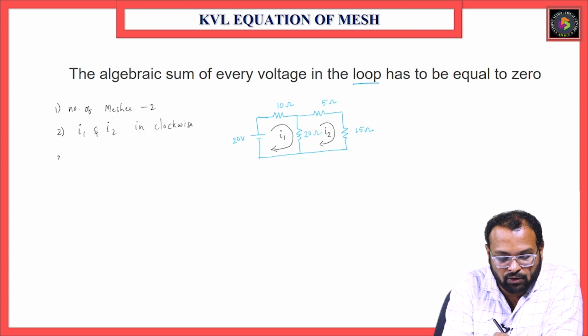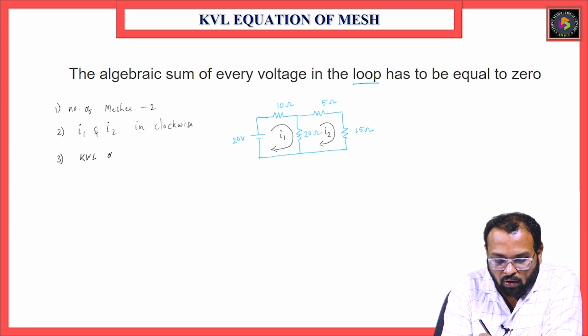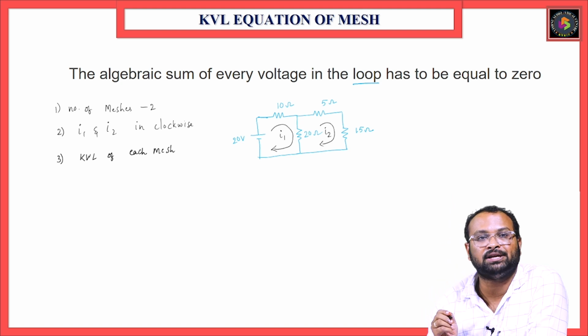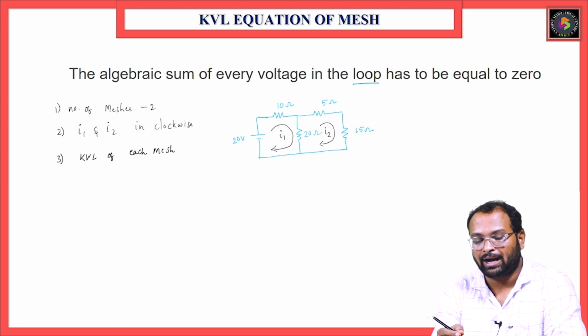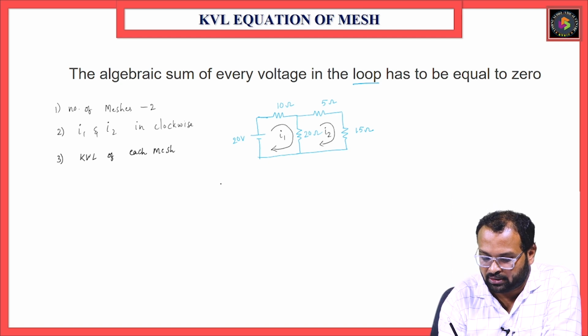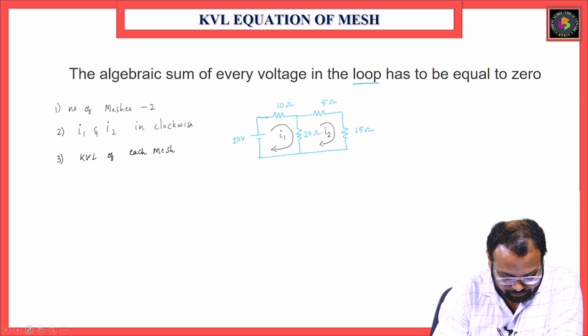What is the third step? We have to write KVL of each mesh. So what is the KVL of each mesh? The algebraic sum of every voltage in the mesh has to be equal to 0. So what I am doing, first time we are doing, so I will take each mesh separately. So I will take this mesh, mesh 1, I am considering here.